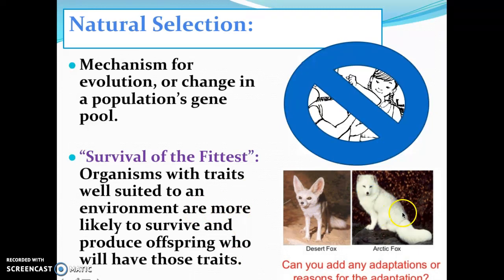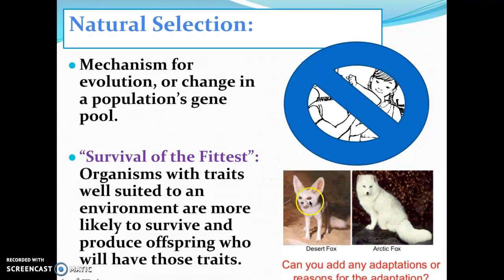The Arctic fox, for example, has traits that allow them to survive in their environment. So obviously they live in the Arctic, which is pretty cold. Some of the traits that they have, maybe that the white coat helps them camouflage, the short ears might help them. The thicker coat, as you can see, is obviously for the temperature.